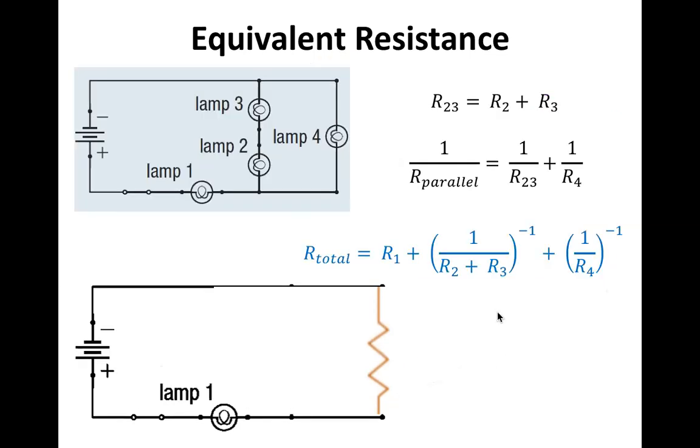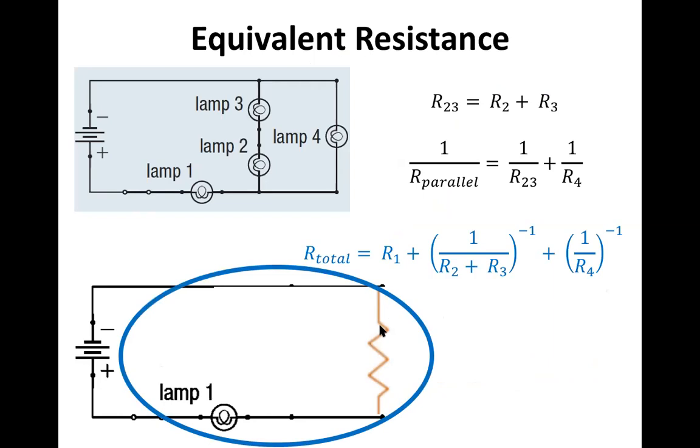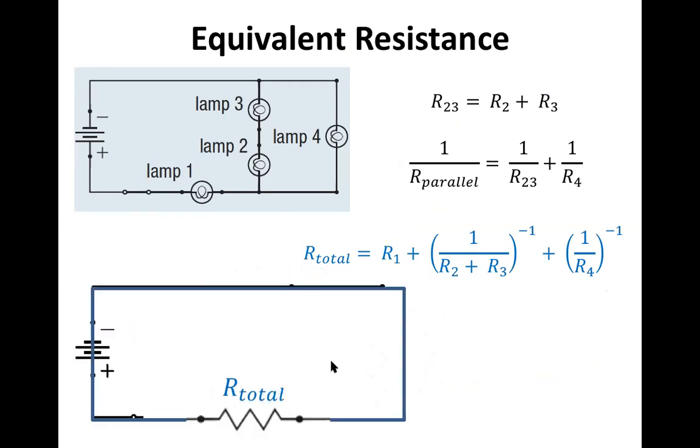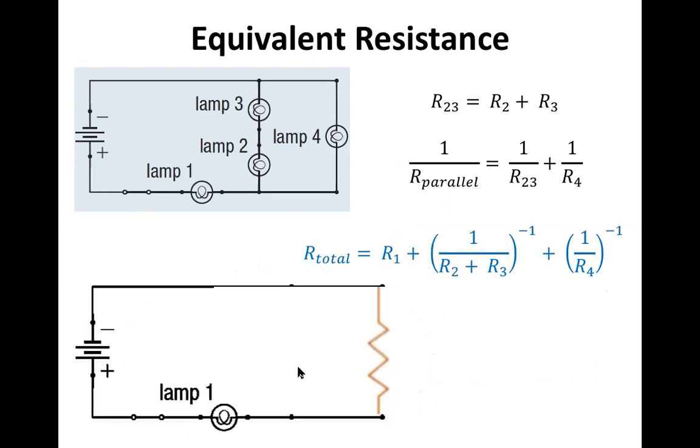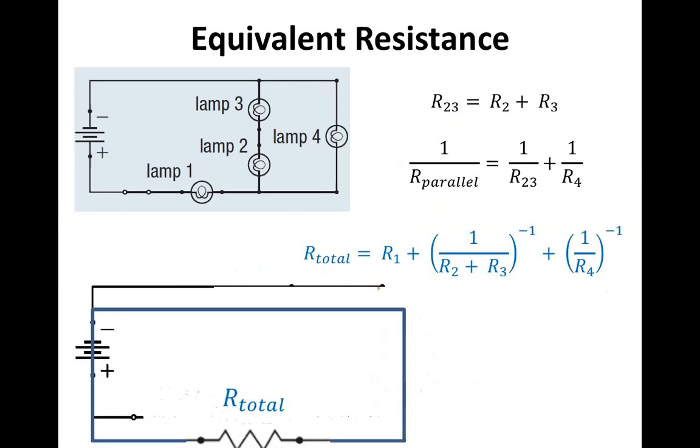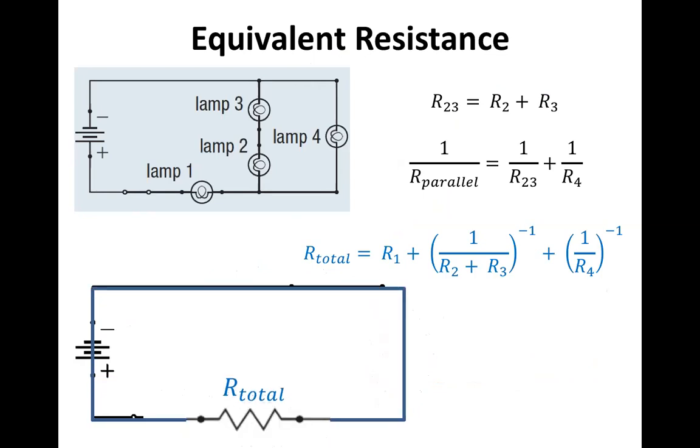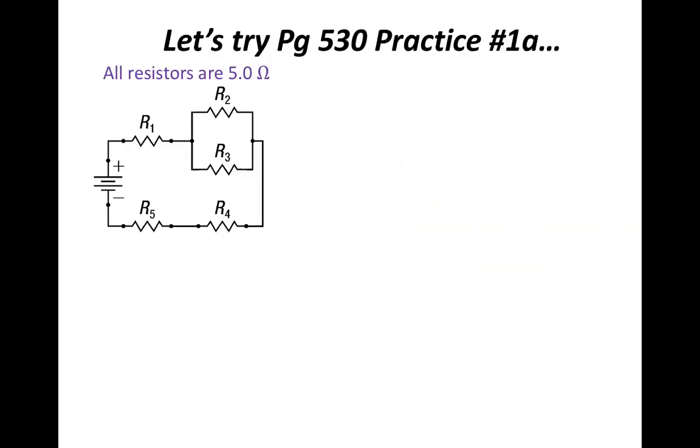And then for our final step, we're going to collapse together that last equivalent resistance and lamp 1 to produce just one resistor. We could call that R total. We do this collapsing in stages because we want to make use of true mathematical statements between resistances, and we want to simplify it down. It really does help to solve problems this way.